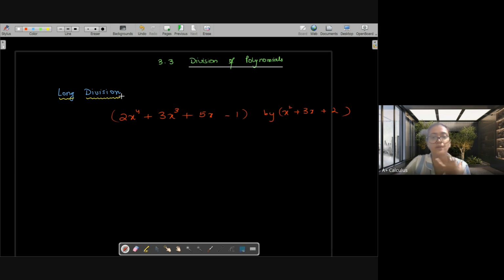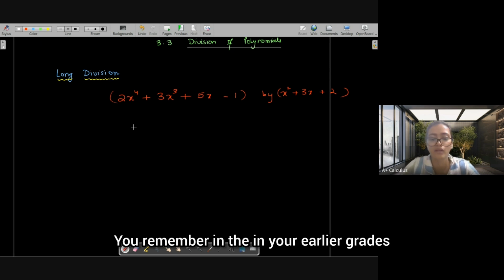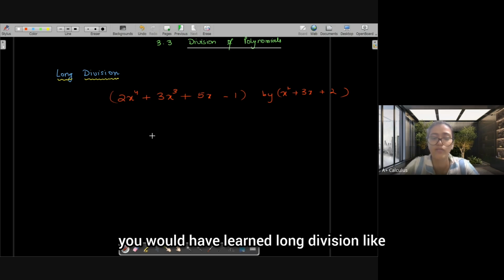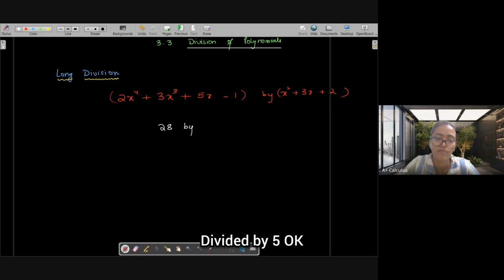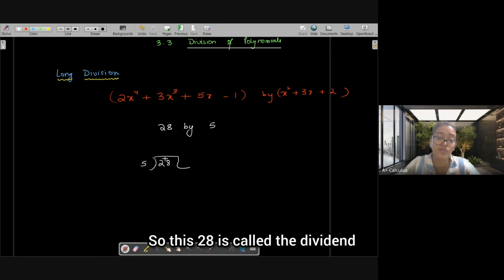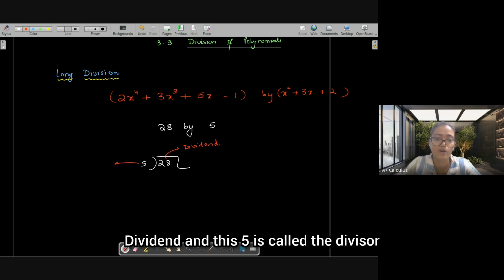Let's review some basics of long division. You remember in your earlier grades, you would have learned long division. Let's say you have to divide 28 by 5. We write 28 inside and 5 outside. So this 28 is called the dividend, and this 5 is called the divisor.